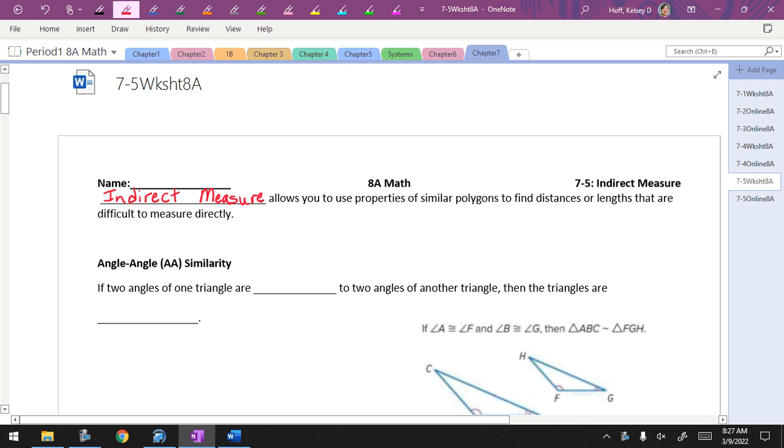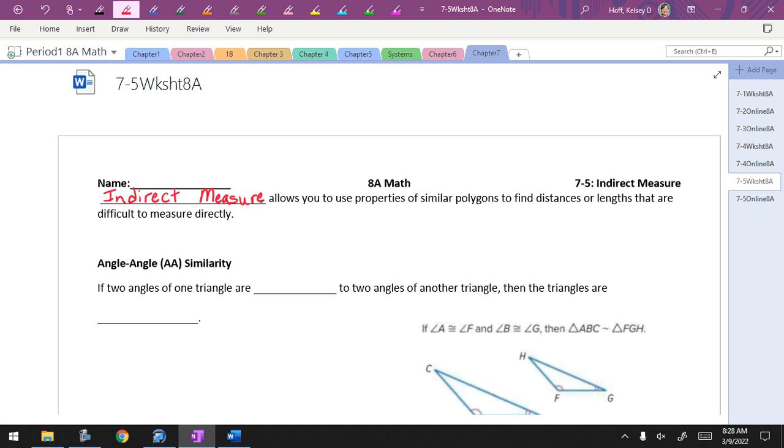MEASURE. Measure. Indirect measure allows you to use the properties of similar polygons to find distances or lengths that are difficult to measure. Everybody agree, we could not walk outside right now and just easily measure how tall that goalpost is outside. Okay? It's way too tall. You could not directly walk up and measure. It's too big. So we can use similar polygons in order to find measurements like that, or the height of a building, or the height of a telephone pole.